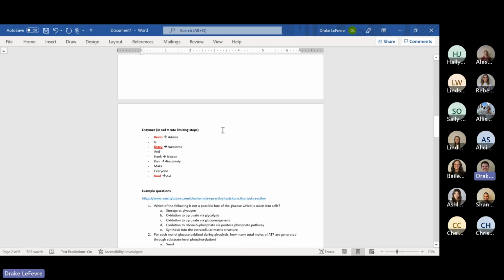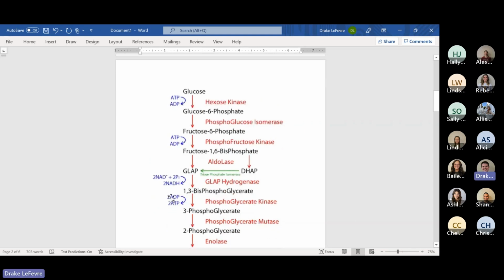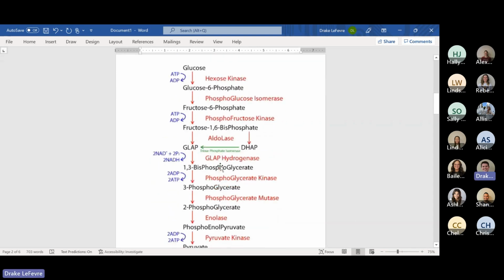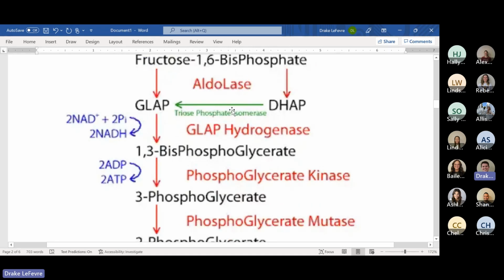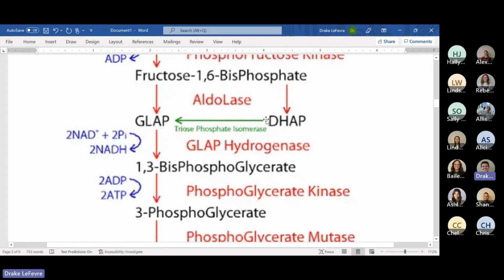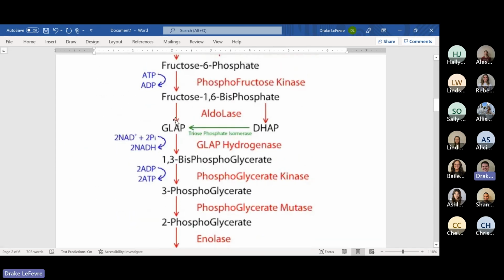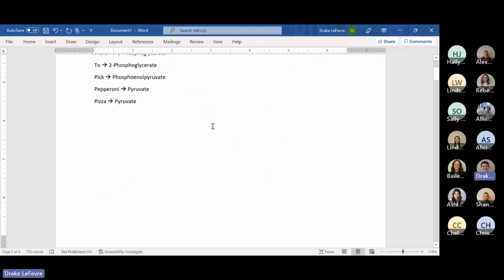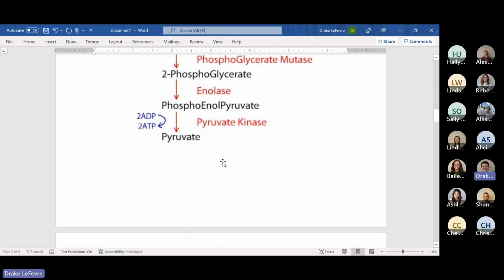Now looking at the enzymes, I try to combine the enzymes along with what is used up or produced during these processes. The one that I left out is triose phosphate isomerase, which converts DHAP, dihydroxyacetone phosphate, into glyceraldehyde 3-phosphate. It isn't included in this mnemonic, but just remember that this is one of the steps in glycolysis.